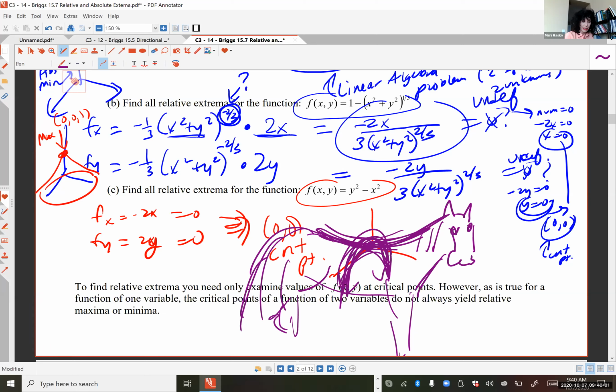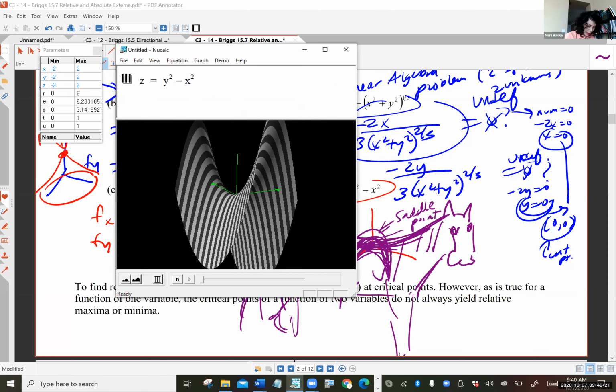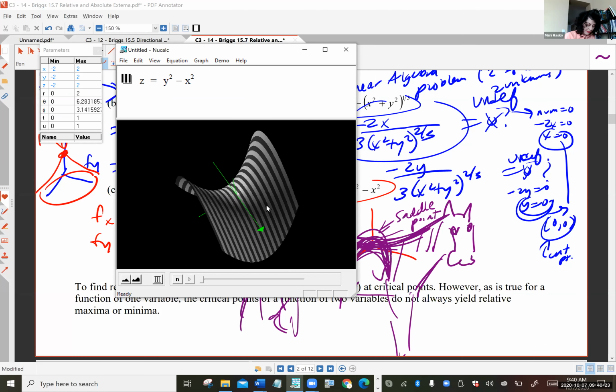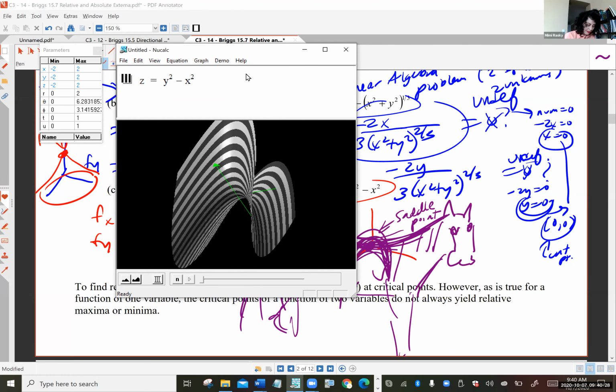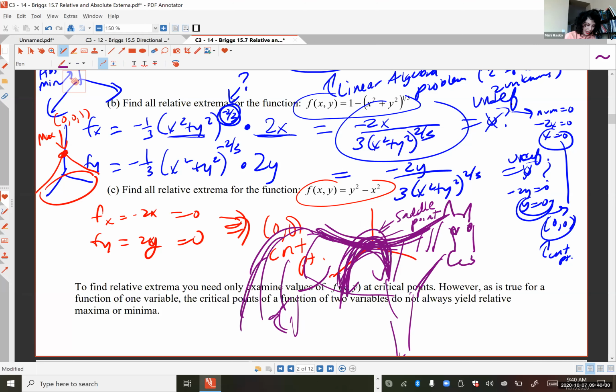So which is it? Is it a min or a max? Well, it's neither. We actually have a name for it. It's called a saddle point. And that's why I drew a horse for you, because he's wearing a saddle. And if you look at the surface, which I think is a hyperbolic paraboloid, so that's what I want you to get from that. So that's cool. And why do you care about saddle points?